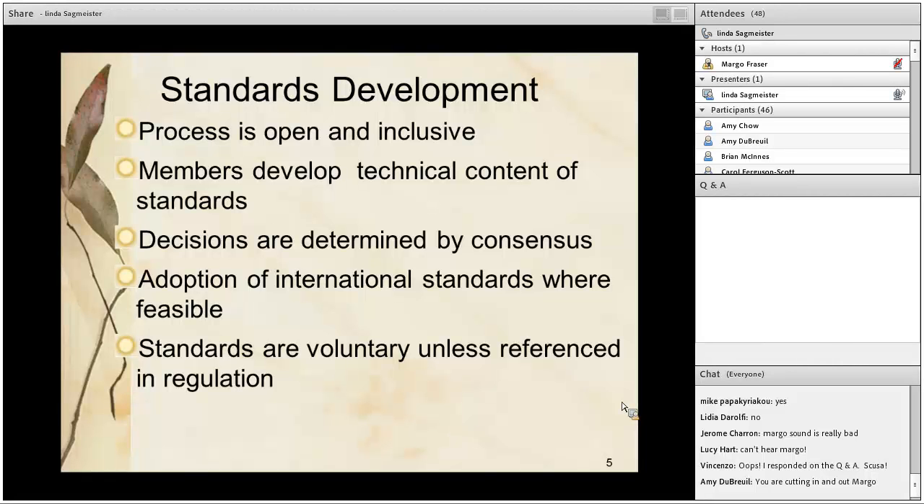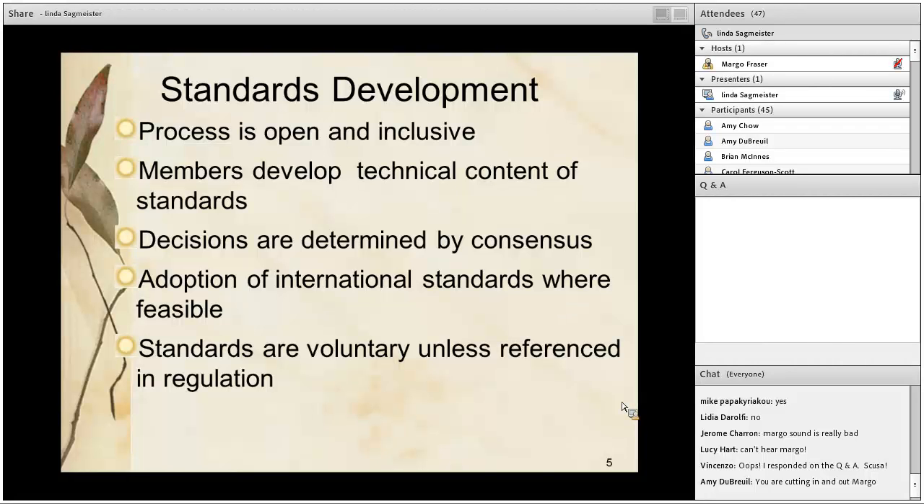Consensus is the major part that sets this apart, that makes it a unique, in my mind, a unique way of doing things. It's not just a vote to say, okay, well, majority rules. There has to be some debate and discussion between members of the technical committees, which I'll explain in a second, and decisions have to be reached by consensus. And that's a really important part of these standards.